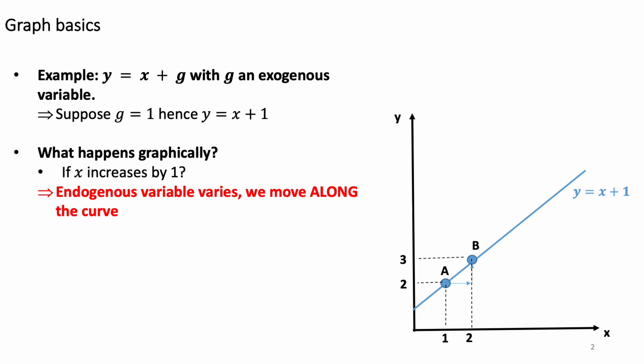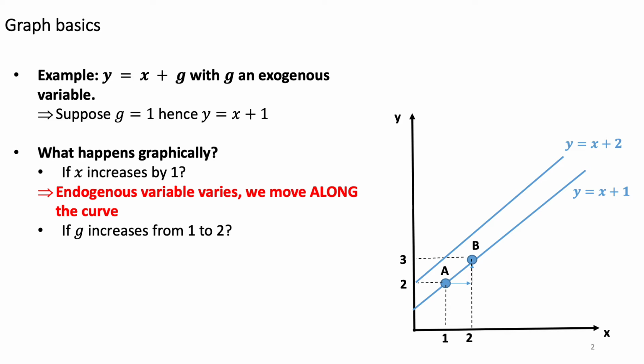If an exogenous variable, which is not expressed on the axis, varies, for instance, if g varies, the curve will shift. For example, if g increases from 1 to 2, the equation becomes y equals x plus 2. Then the curve shifts upwards.